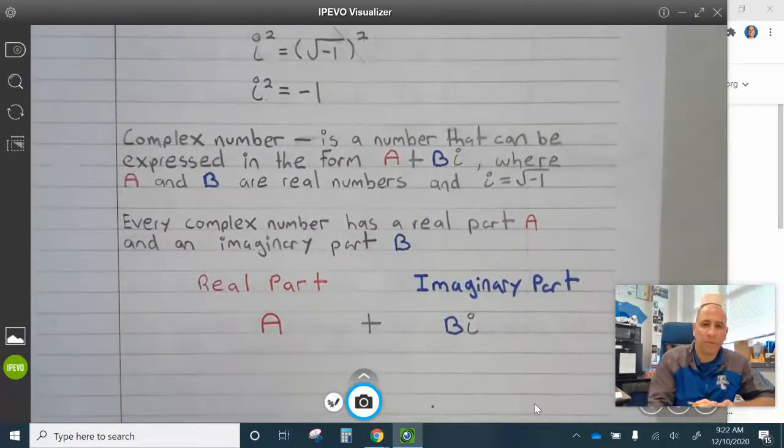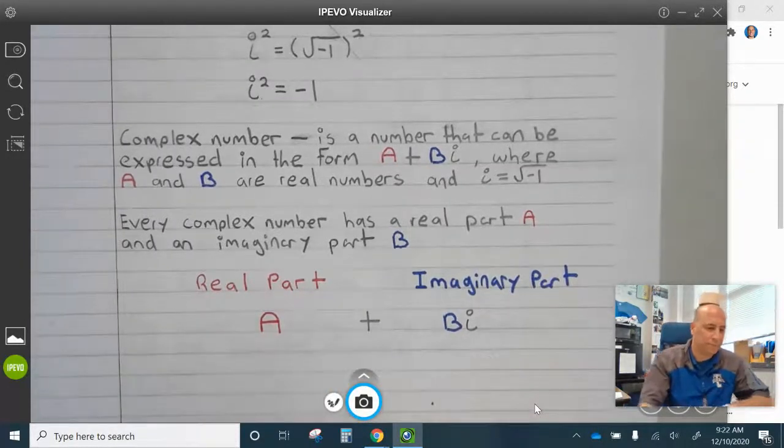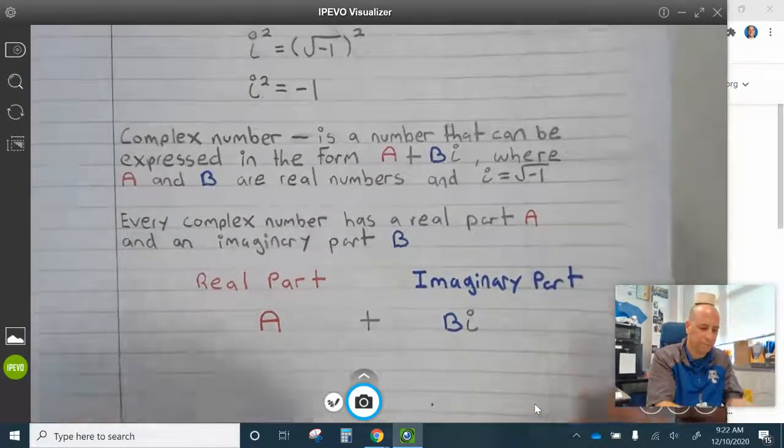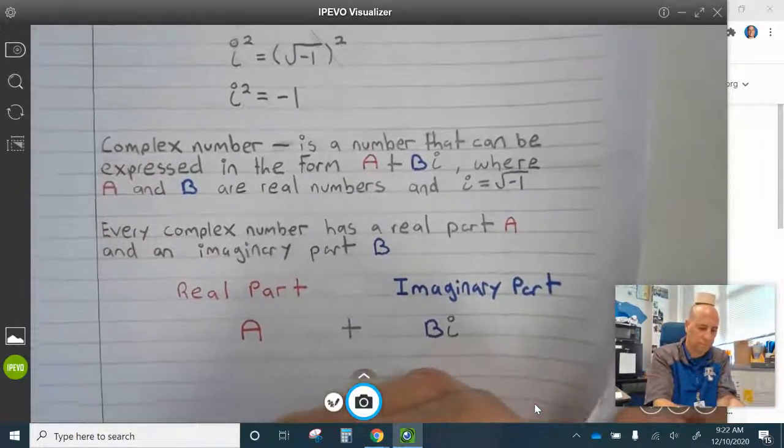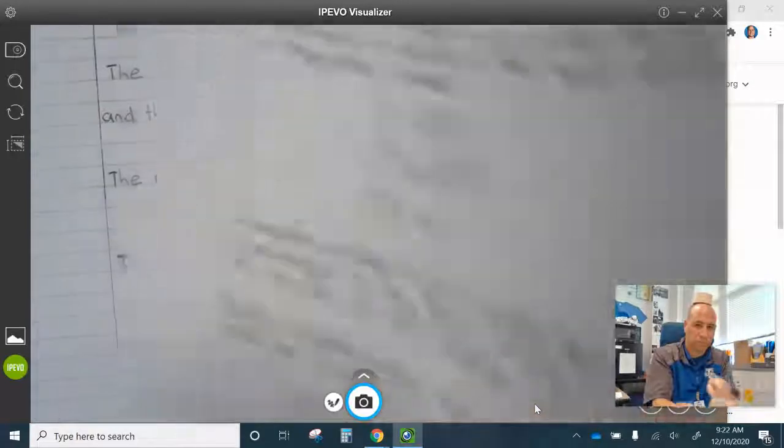Okay, a complex number is a number that can be expressed in the form of a plus bi, where a and b are real numbers and i equals the square root of -1. Every complex number has a real part a and an imaginary part b. So the complex number is a plus bi. If you would update your notes.